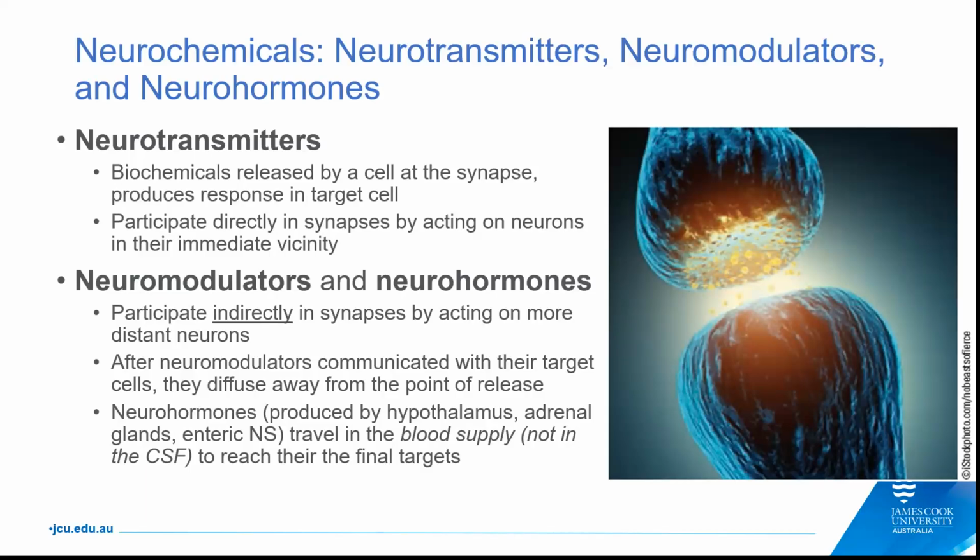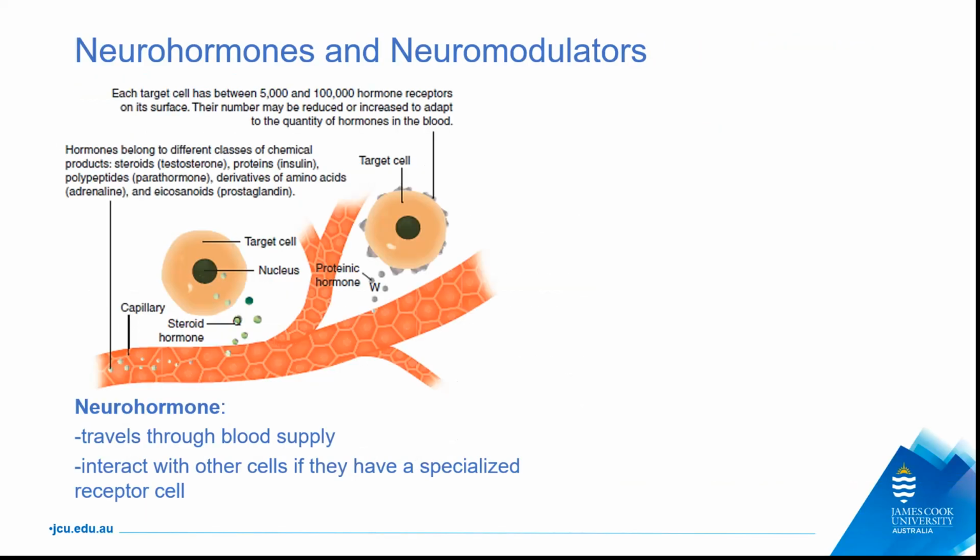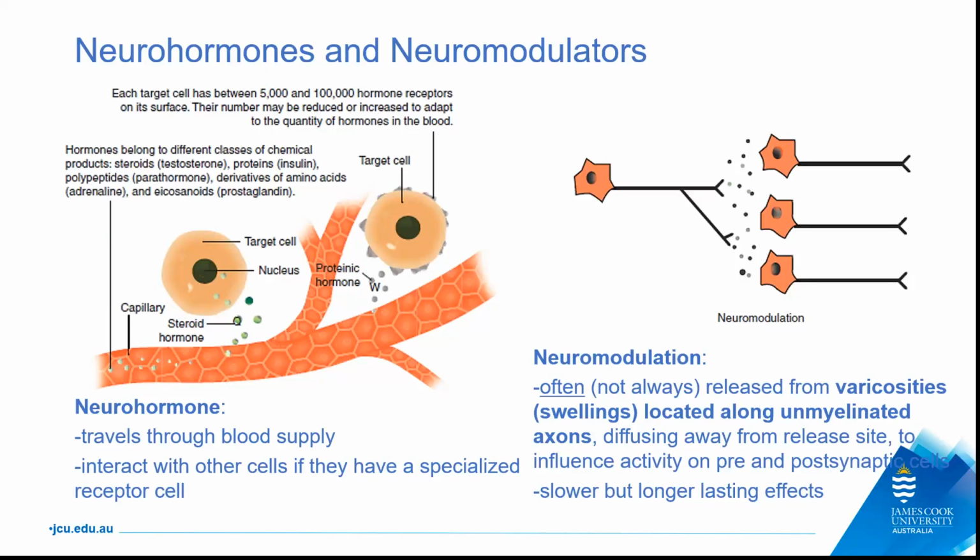These are two very nice figures. First things first, the neurohormone: it travels through our bloodstream, our blood supply. The second point is very interesting. Sometimes it can behave like a neuromodulator if the target cell has a specialized receptor. That means they have a special recognition site for the neuropeptide to latch onto. And then the right panel is what we call neuromodulation, for the neuromodulator.